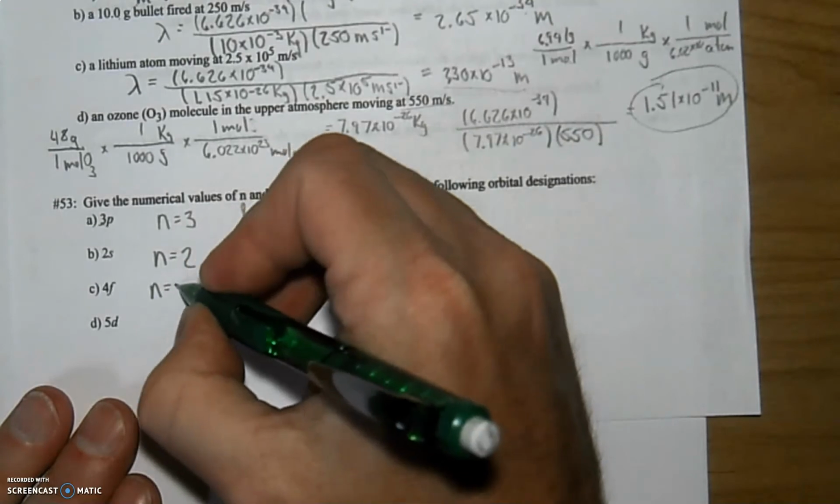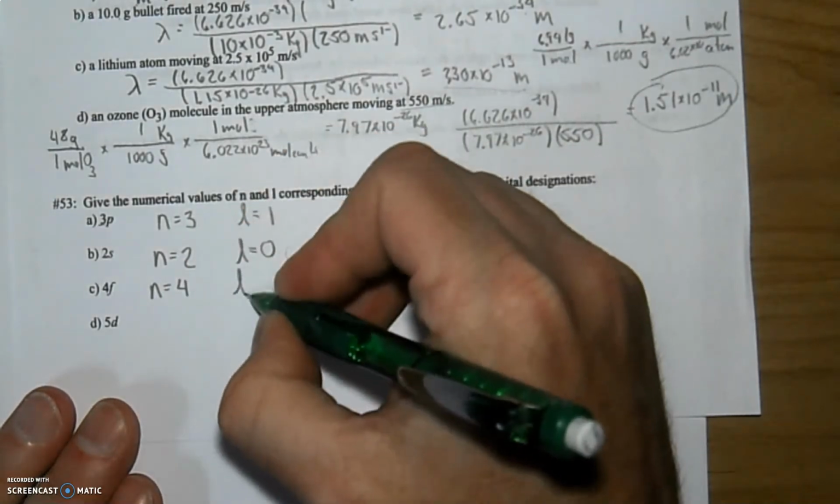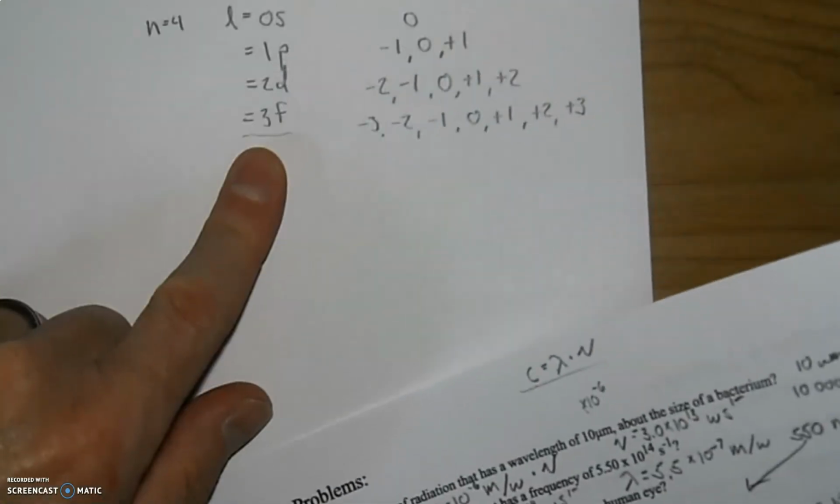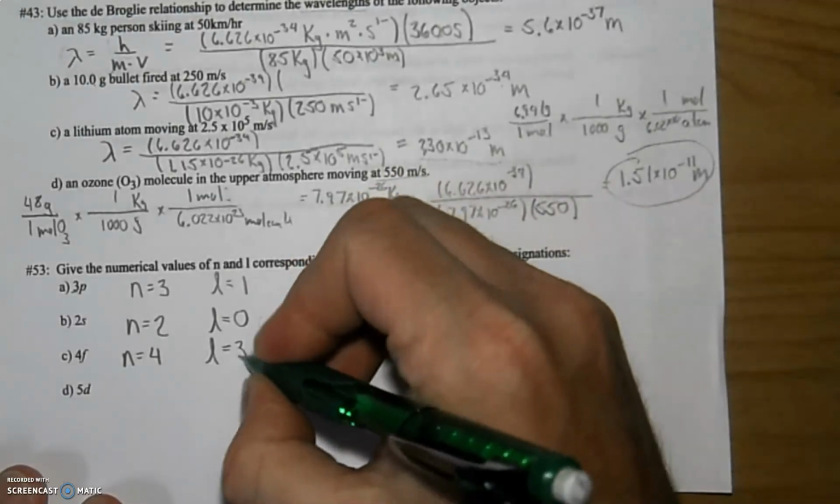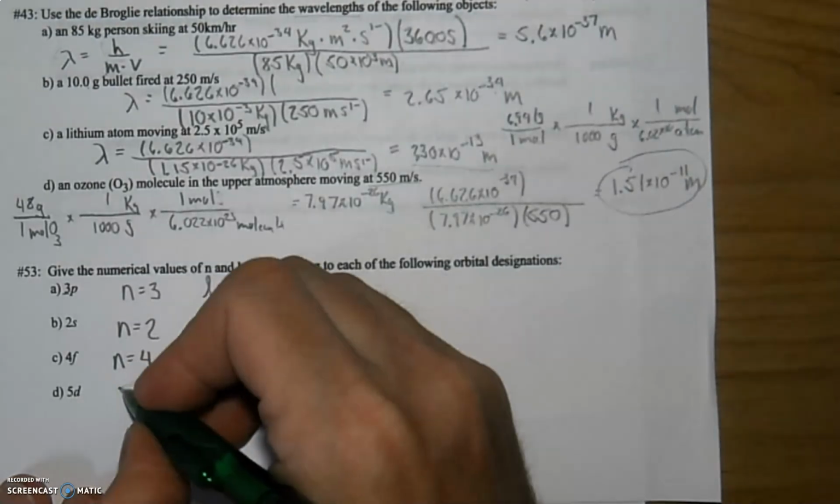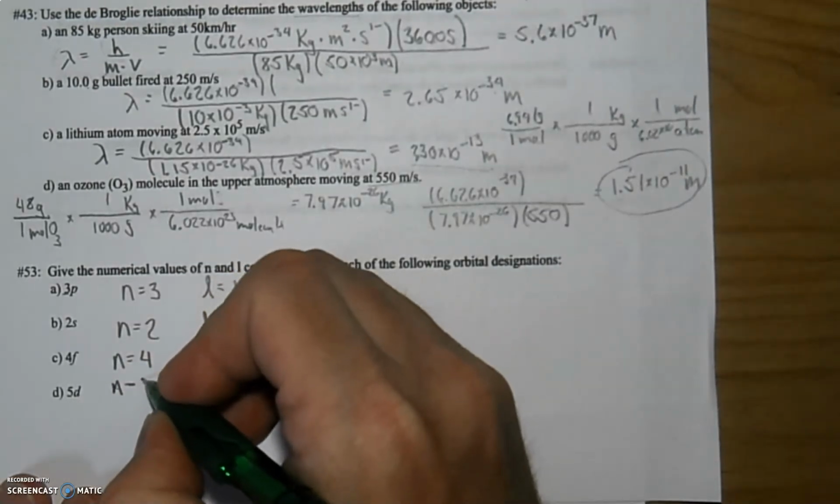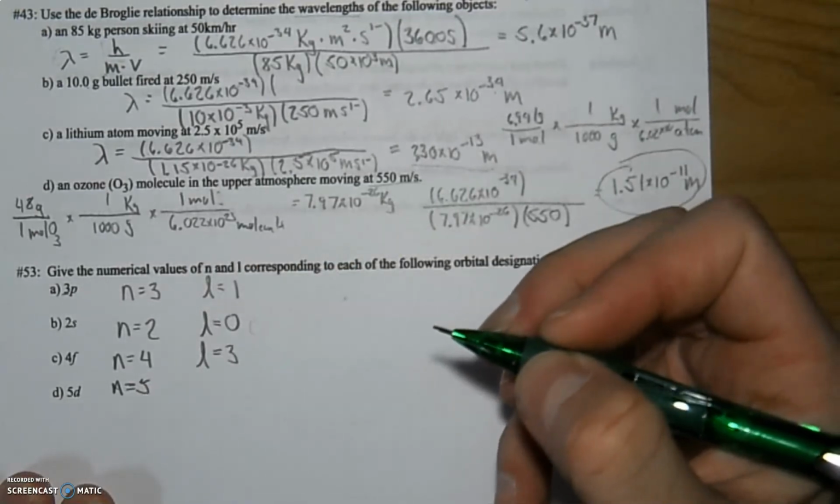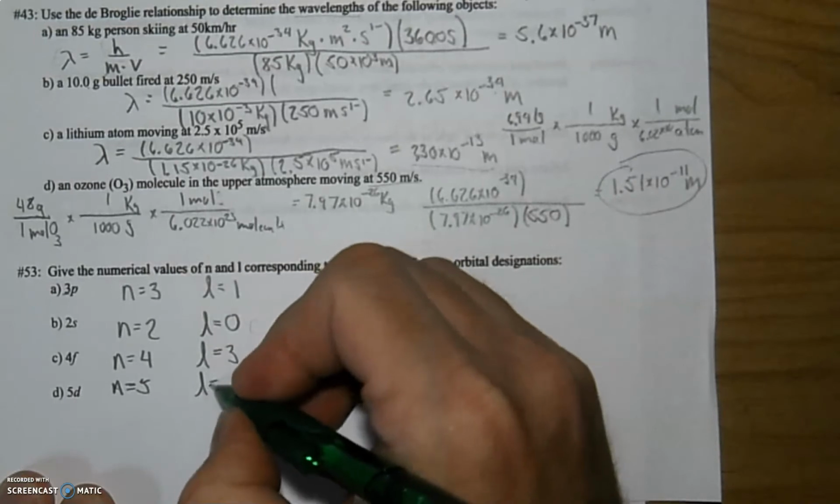This one, N is equal to 4. And L, okay, for 4, what is that going to be? We only had an example or two of that. So that was going to be 3 for that one. And then for D, guess that's the one we don't have so far. L will be equal to 2.